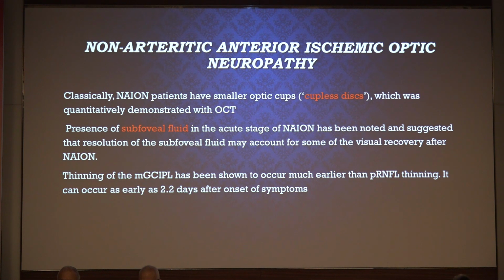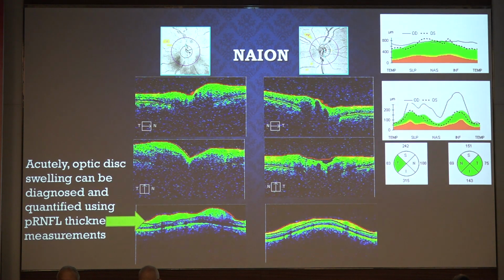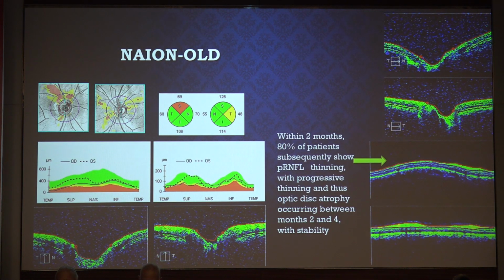In ischemic optic neuropathy, you can diagnose a cupless disc in an objective way. You can pick up the subfoveal fluid and you can tell the patient that they will regain vision when this fluid gets absorbed. In acute cases of NAION, you have a disc swelling, and then over a period of 2 months, 80% of patients subsequently show RNFL thinning.